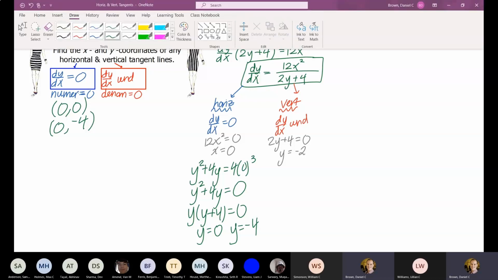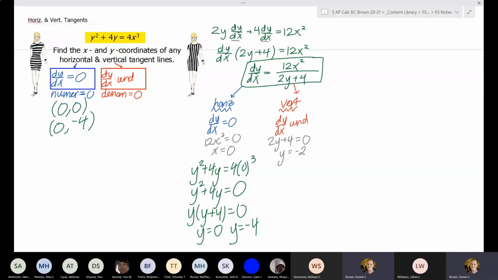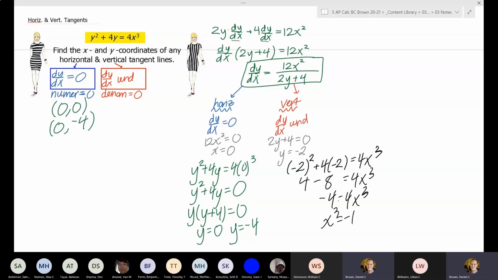And then I can do a similar thing for the y. For vertical lines, we saw that there is a vertical tangent line when y is equal to negative 2. So I can go ahead and plug in negative 2 and use that to solve for x this time. So I have 4 minus 8 is equal to 4x squared. Did I mess up somewhere? Cubed, thanks. 4x cubed. So x cubed is equal to negative 1, x is equal to negative 1.